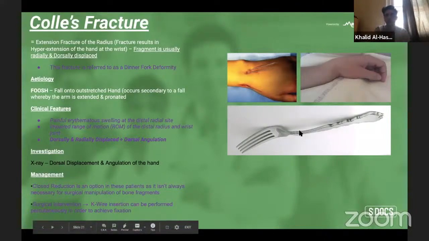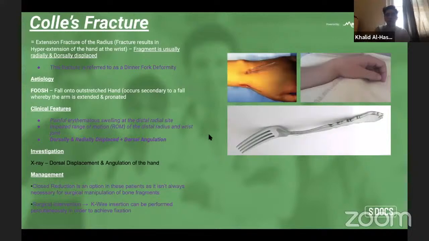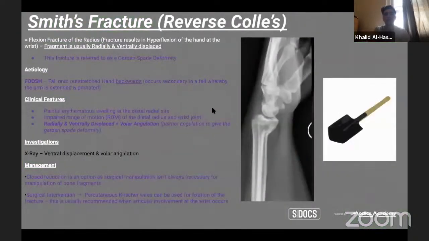Here is a picture of a dinner fork. You can see the resemblance between the dinner fork here and the Colles fracture. The Smith's fracture is also known as a reverse Colles fracture. This is also a distal radial fracture, however, the fragment this time is usually radially and ventrally displaced. Ventral also means it's displaced towards the palmar aspect. This fracture is also referred to as a garden spade deformity. It is the product of a FOOSH, in which we fall onto our outstretched hand backwards. It's important to remember backwards.